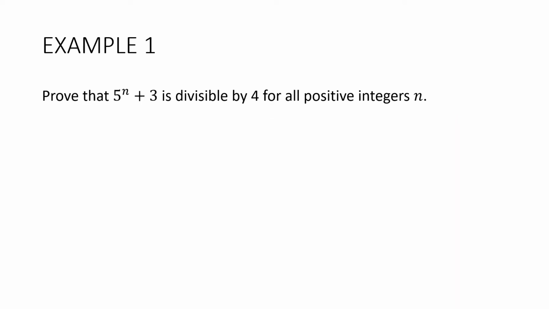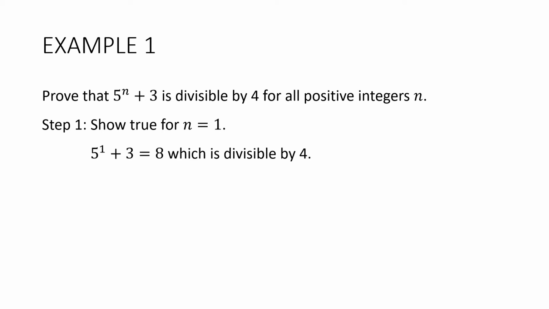So let's look at our first example of a divisibility type. Prove that 5 to the power of n plus 3 is divisible by 4 for all positive integers n. Okay, we're going to go through the process. Step 1, show that it's true for n equals 1. So this is just a matter of substituting in 1 for n here, which gives us 8, which is divisible by 4. So it's true for n equals 1.